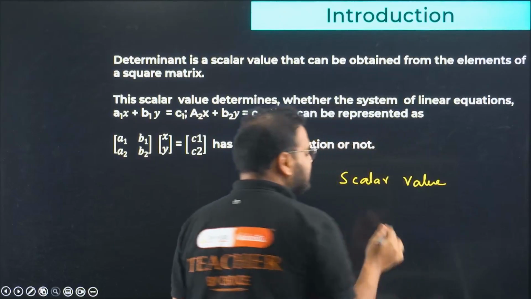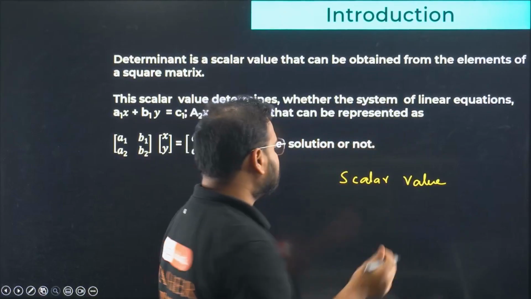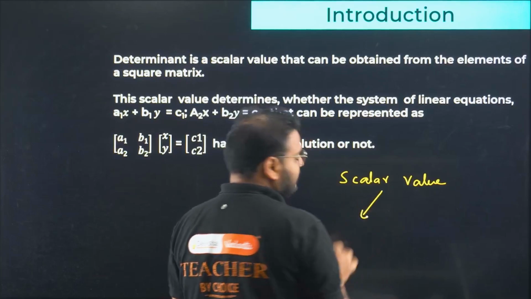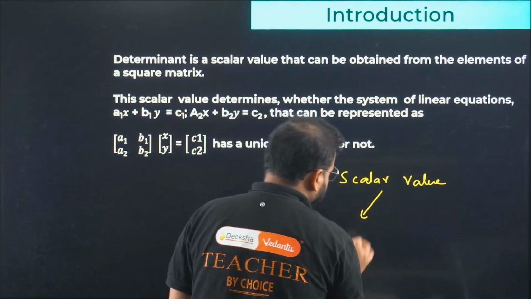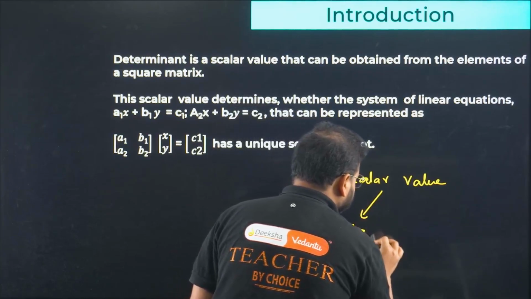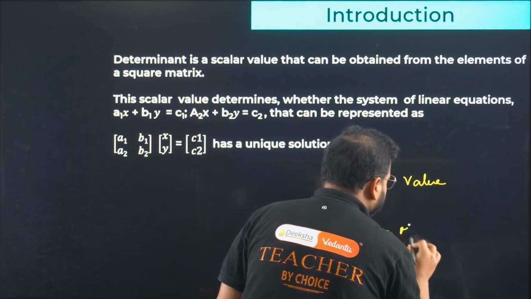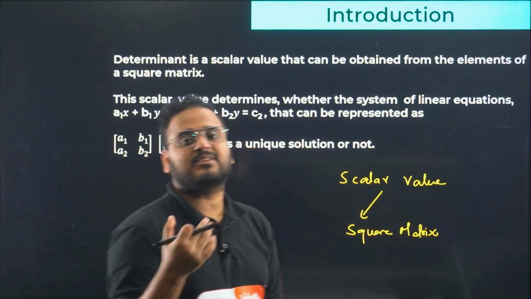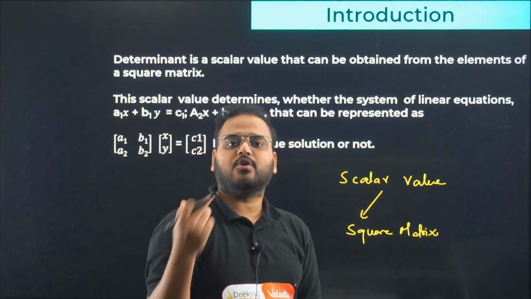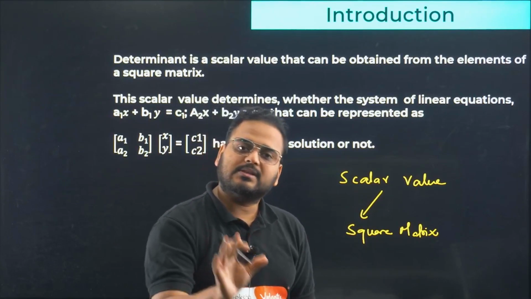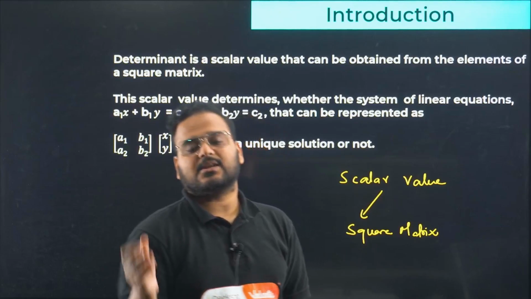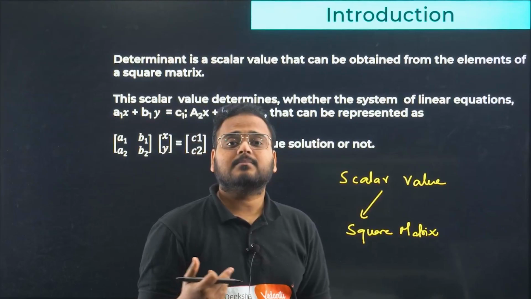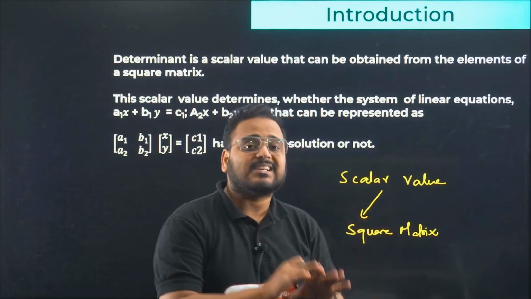Now this can be a complex or real number. And this is associated with what? Associated with only square matrix. So if you have a question in which a matrix is given as 3x2 order or 2x3 order, and they ask you to find determinant, you can say not possible, does not exist. For any non-square, basically a rectangular matrix, the determinant does not exist.